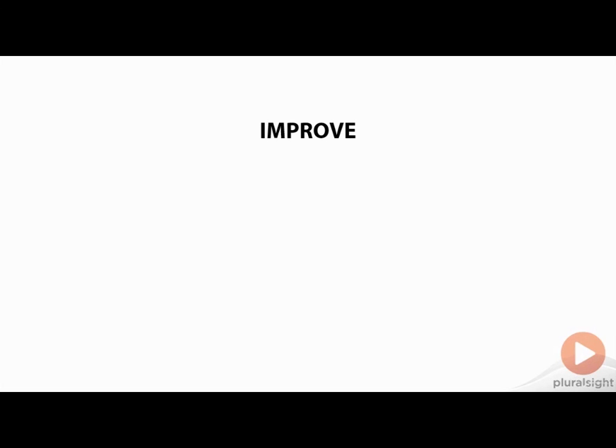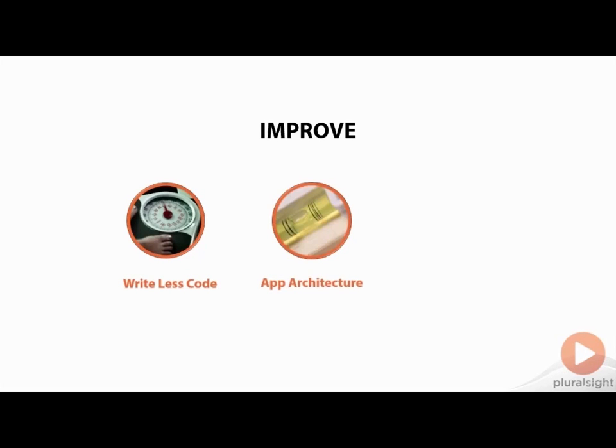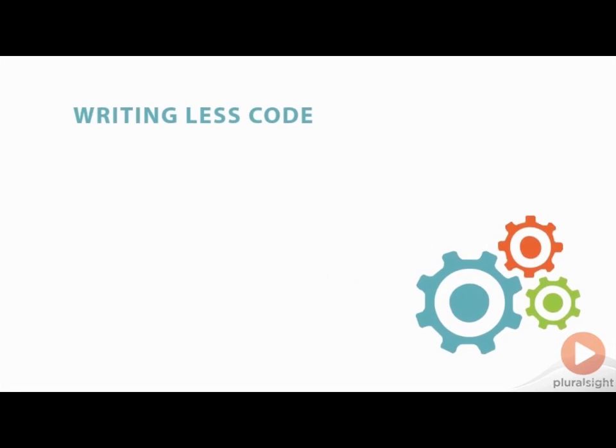The first of these 3 steps to making our JavaScript scalable is going to be improving your code. This includes writing less code, using good app architecture, and dealing with the UI in a smart way. So let's talk about writing less code. The size of your code can impact performance.